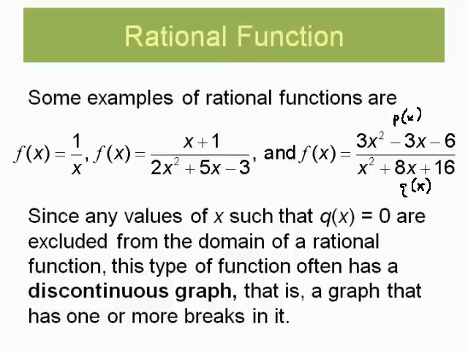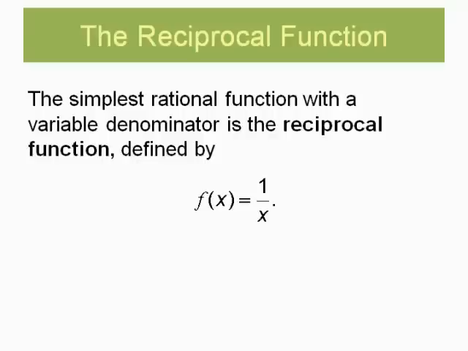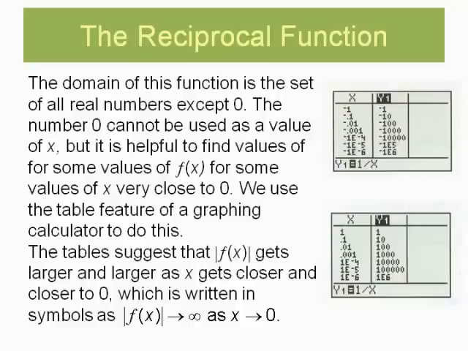Now notice it says since any values of x, such as q of x equals 0, are excluded from the domain of the rational function, this type of function often has a discontinuous graph. In other words, it's going to have some breaks in it when we go to graph these down the line. So let's start with the easiest one here, the reciprocal function y equals 1 over x.